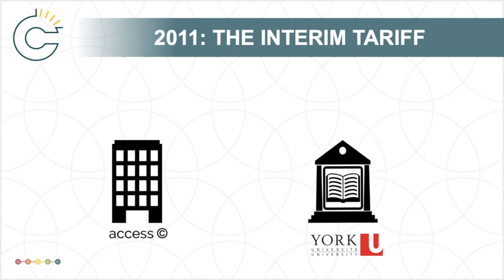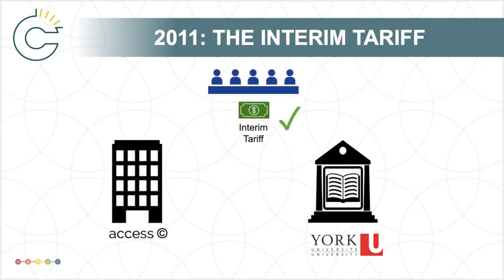When license renewal negotiations over these new terms between York University and Access Copyright started to languish, Access Copyright applied to the Copyright Board for, and was granted, an interim tariff. York briefly complied with the terms of the interim tariff, but then, as many educational institutions did, they opted out.